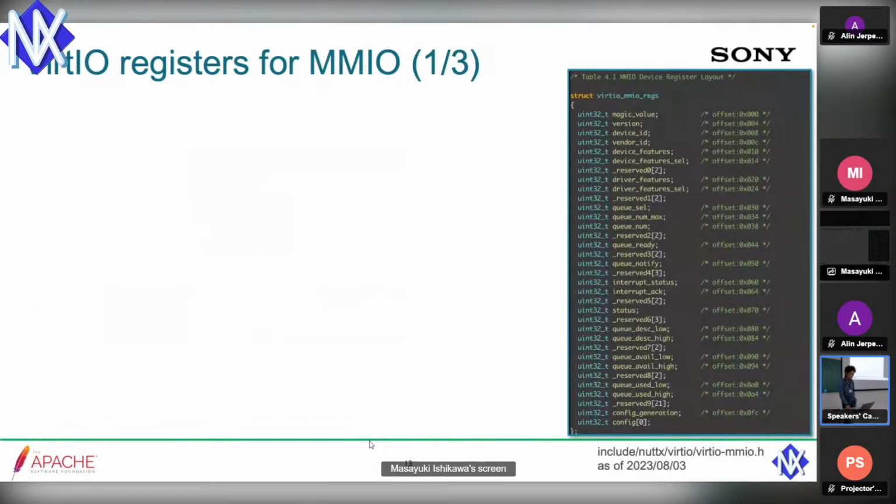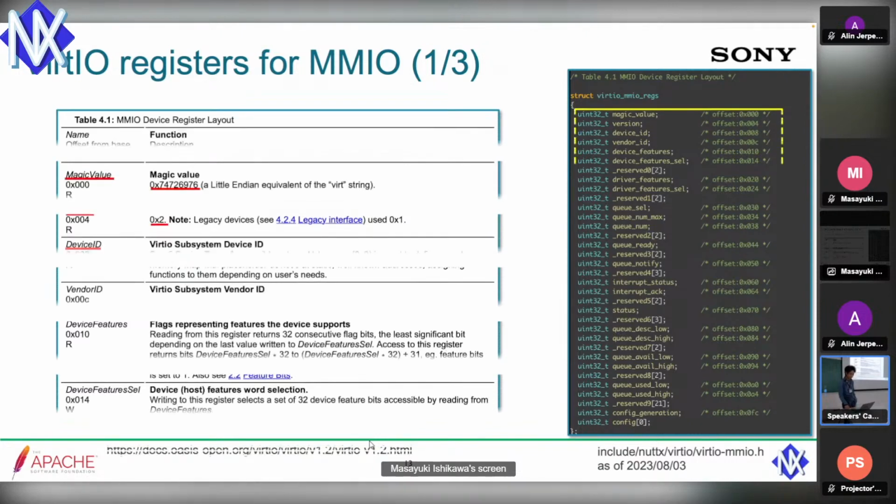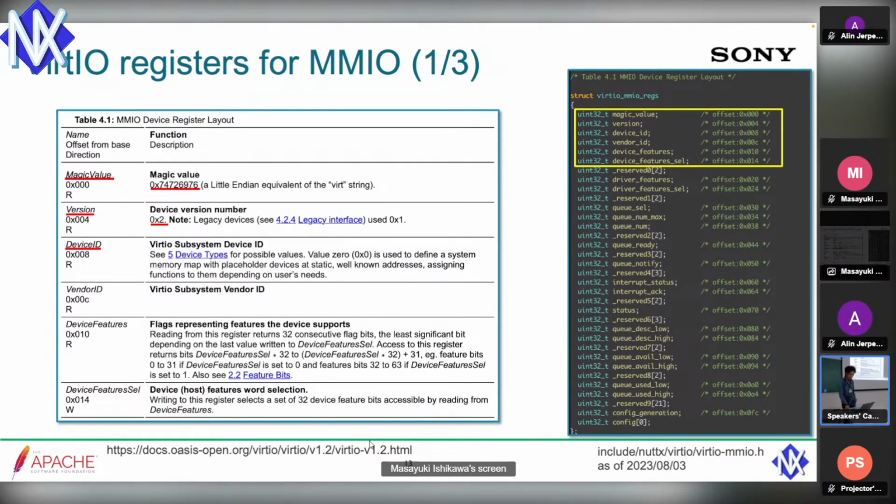From here, I will explain my driver implementation. As I explained in the previous slide, please note that the latest code differs significantly from mine. So first of all, we need to understand the VirtIO registers for MMIO. As you can see in this header file, there are many registers. In this talk, I will not explain all of the registers, but explain some critical registers in these red parts.